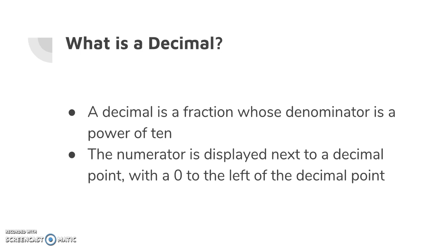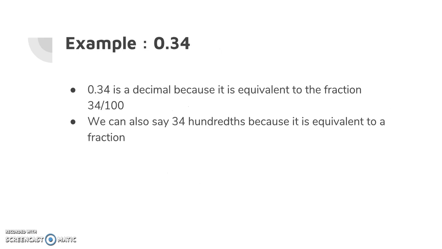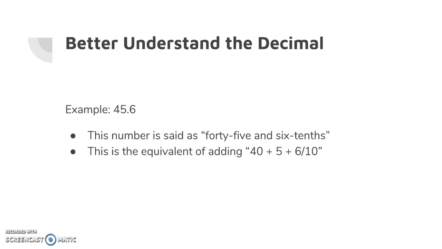The numerator is displayed next to a decimal point, with a 0 to the left of the decimal point. An example of this is 0.34. 0.34 is a decimal because it is equivalent to the fraction 34 over 100. We can also say 34 hundredths because it is a fraction.